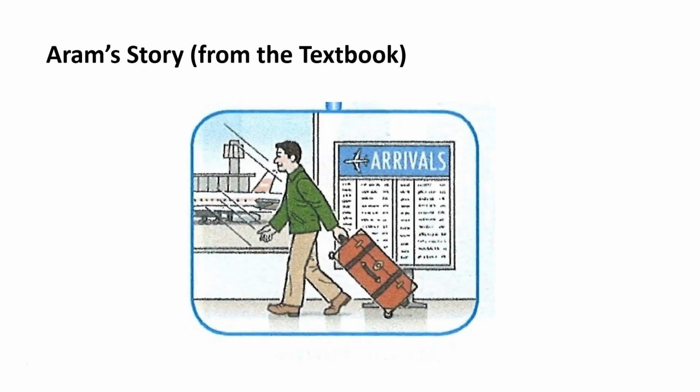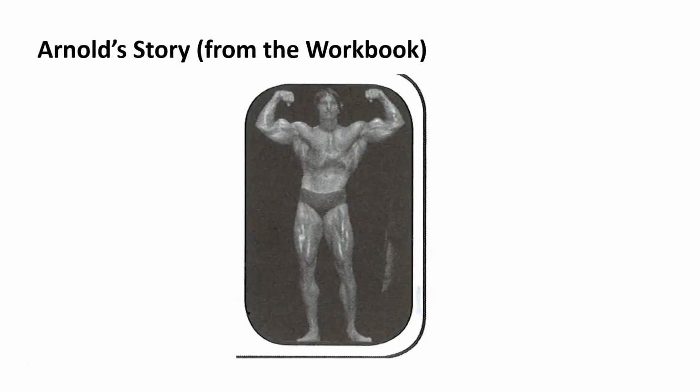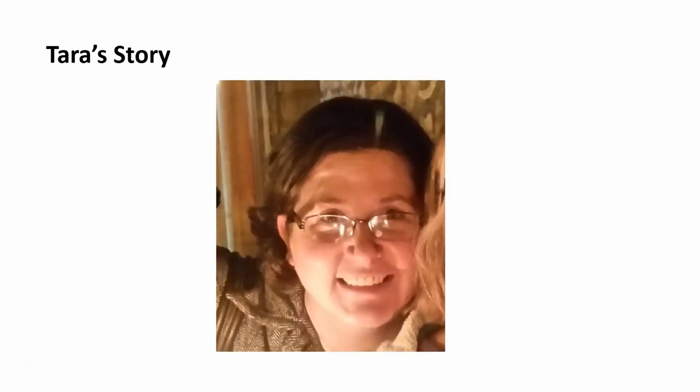The first example is Aram. Aram's story from the textbook, if you remember, is about this man who moves to the US. Then we have Arnold's story. This is Arnold Schwarzenegger. That will be one of our examples. And the last example is this familiar person. It will be a story from myself.